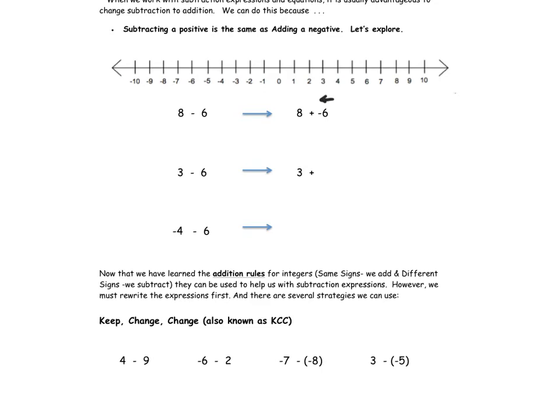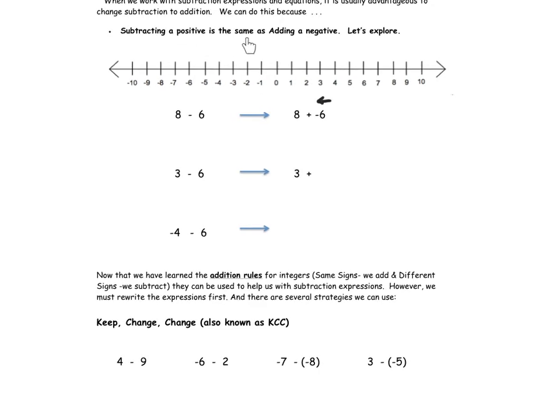So according to this statement, that subtracting a positive is the same thing as adding a negative, I could rewrite this as 3 plus negative 6. And we could write it again using those parentheses. I could have put parentheses here. Generally speaking, that's how you're going to see it. So let's see what this would look like.